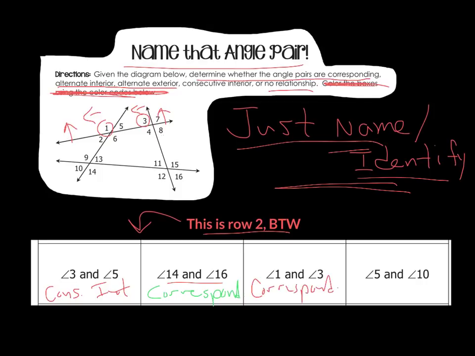Then 5 and 10. 5 is up here, 10 is right here. So I'm focused on this transversal right here. 10 is on the outside on the left, and 5 is on the top on the right. So 10's on the bottom left, 5's on the top right. They're both exterior, on opposite sides of the transversal, non-adjacent. It feels like alternate exterior. Go ahead and finish up that page.